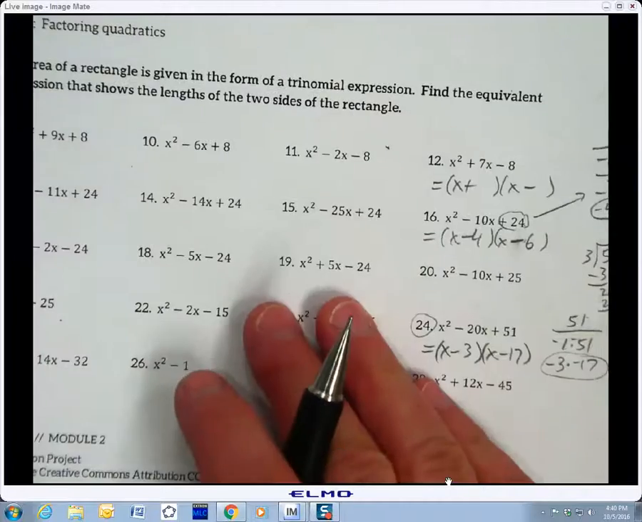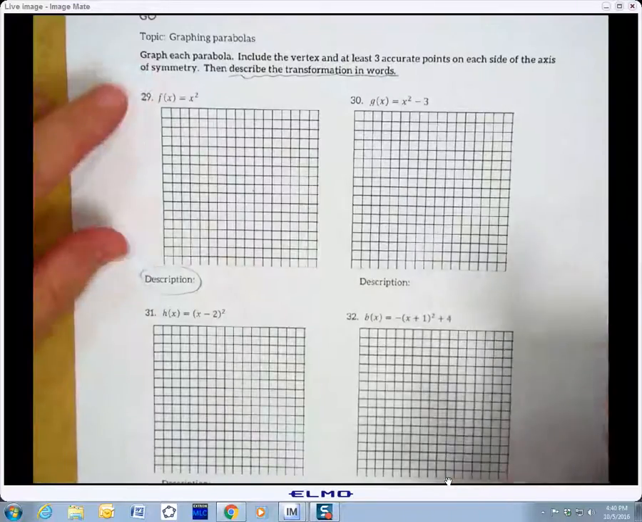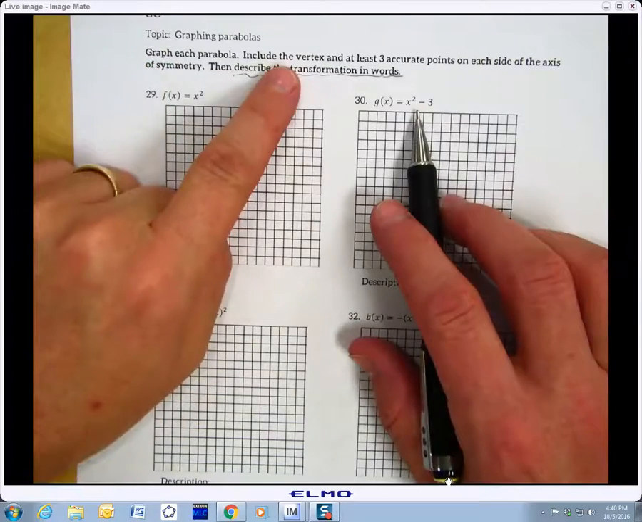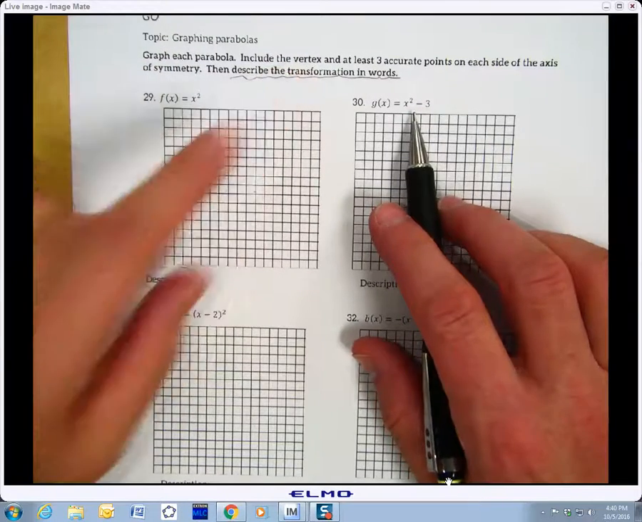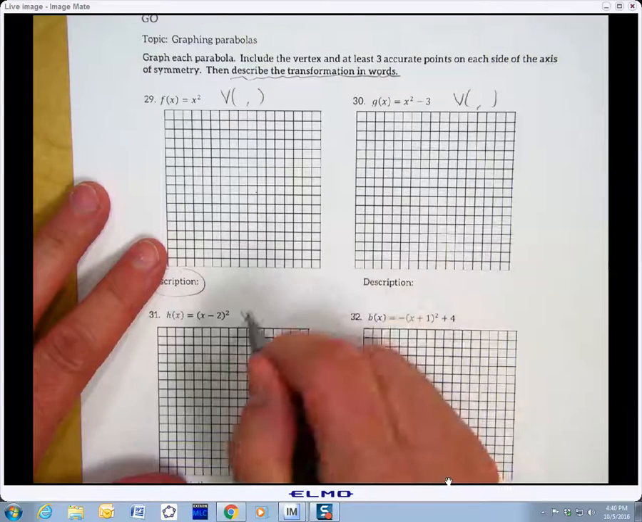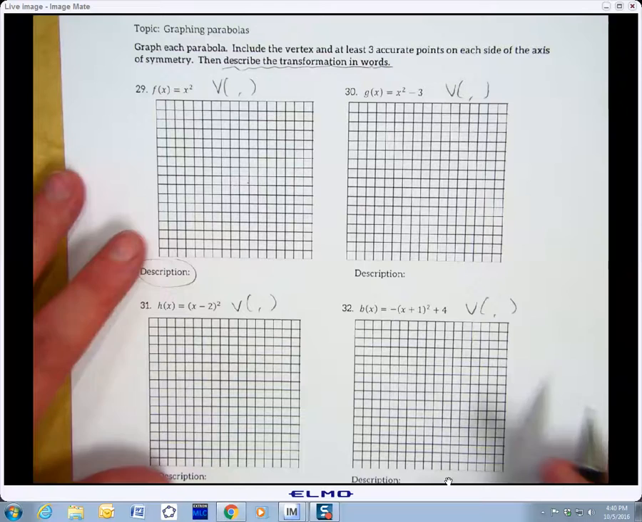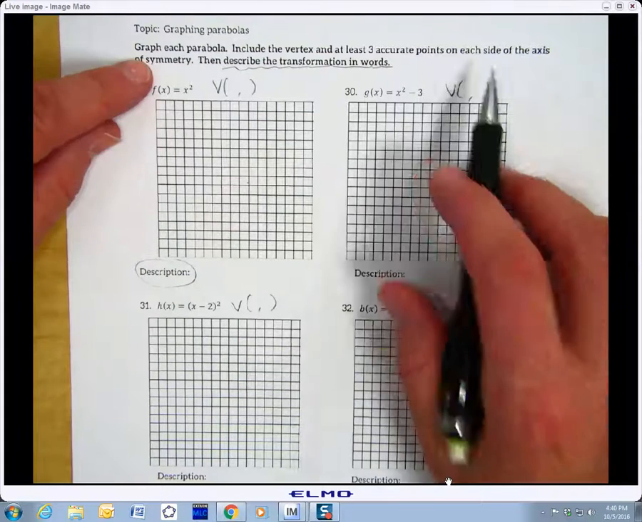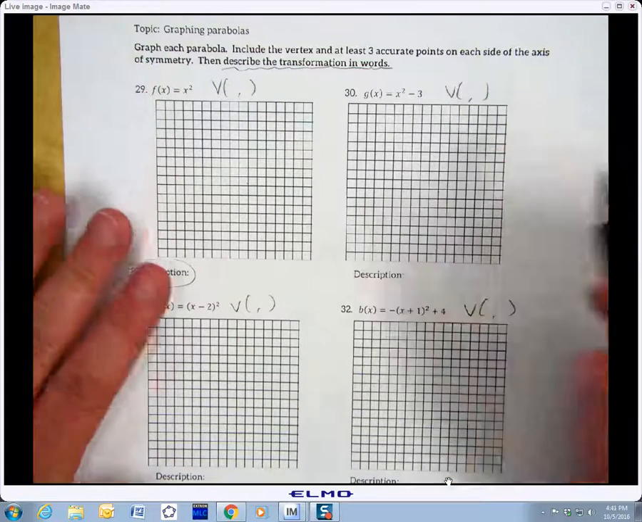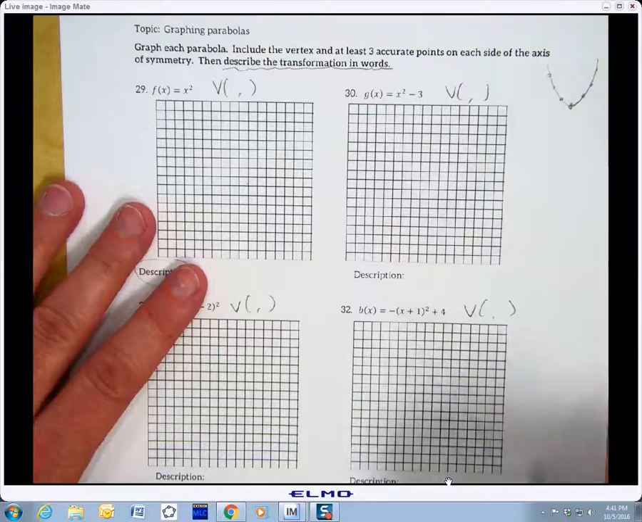And the last piece, I don't think you need too much from me on this one. Graph each parabola. Include the vertex and at least 3 accurate points on each side. So I would like you to find the vertex for each one. Okay, you can go ahead and write that down so you don't forget. That's kind of our regular routine anyways. We've been doing that for a while. We need 3 points on each side of the axis of symmetry. So that means if you got a parabola, you need 1, 2, 3 over here, 1, 2, 3 over there. Okay, so you're going to have a total of 7 points.